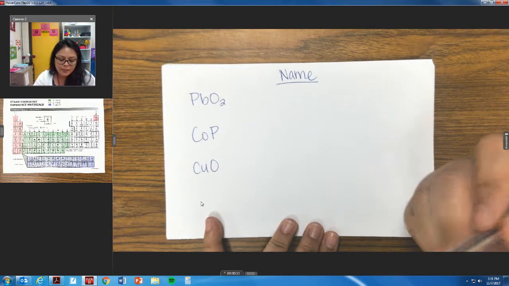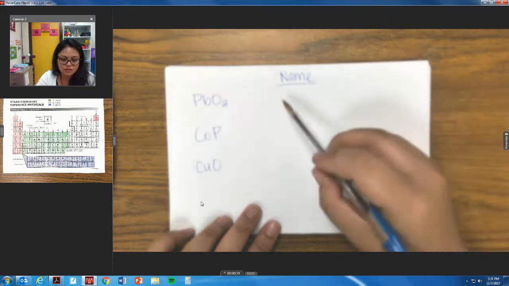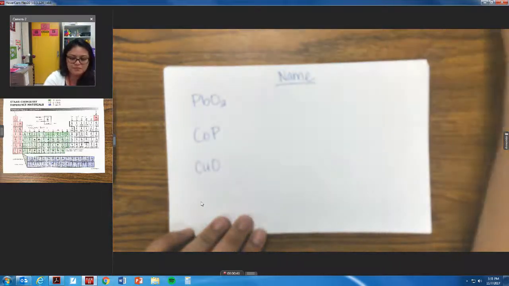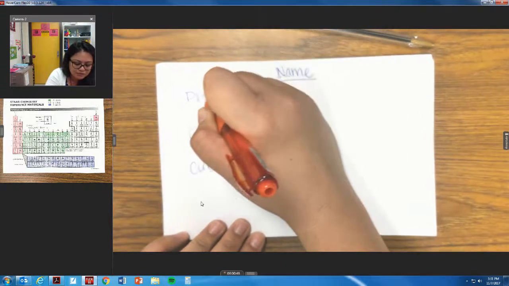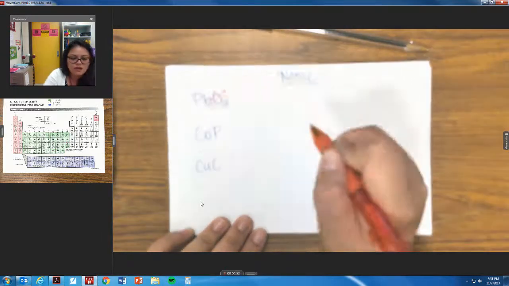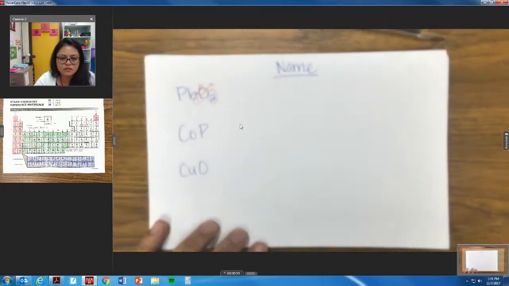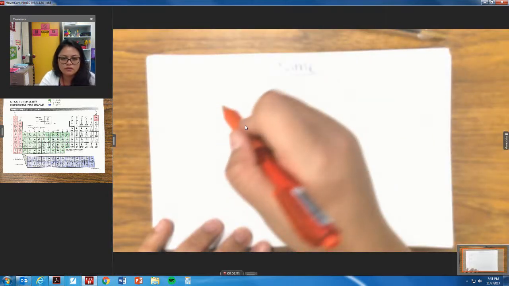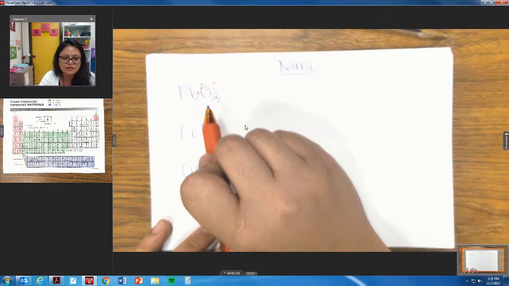Okay, so what I showed you guys in your notes was you are going to do the reverse of crisscross. In this case, your subscripts, so we have an invisible one here, are going to become the charges for the opposite element, right? So hopefully this will start clearing up. Hopefully. Okay, can y'all see that a little bit?